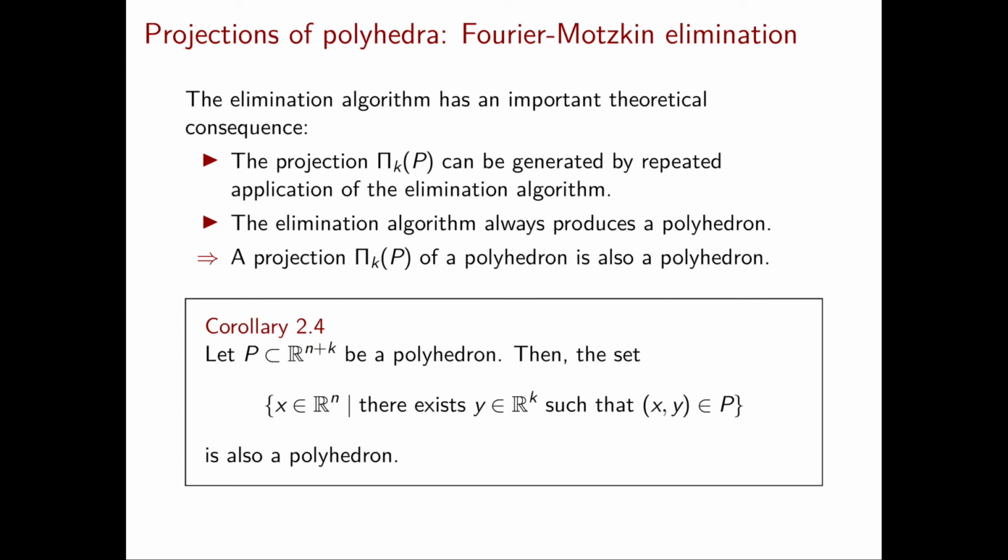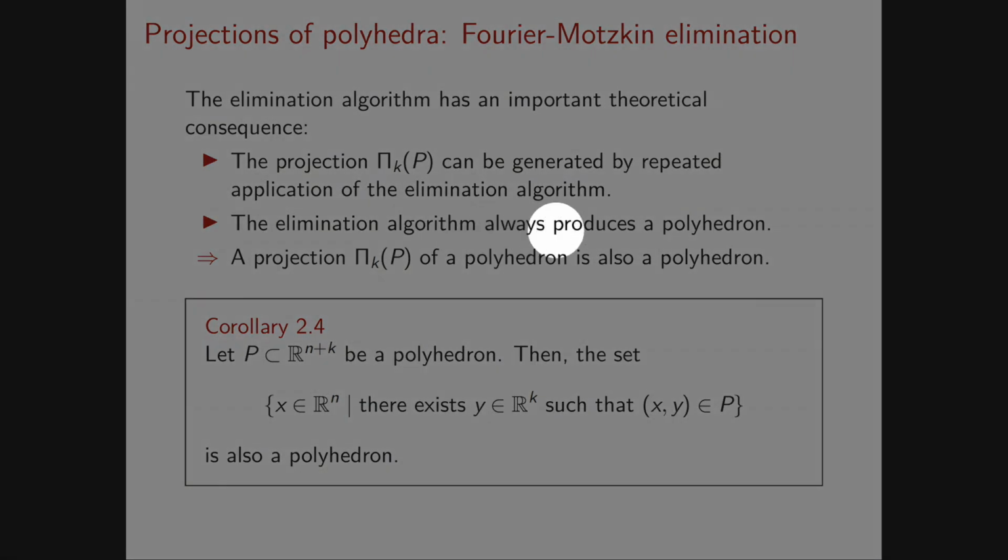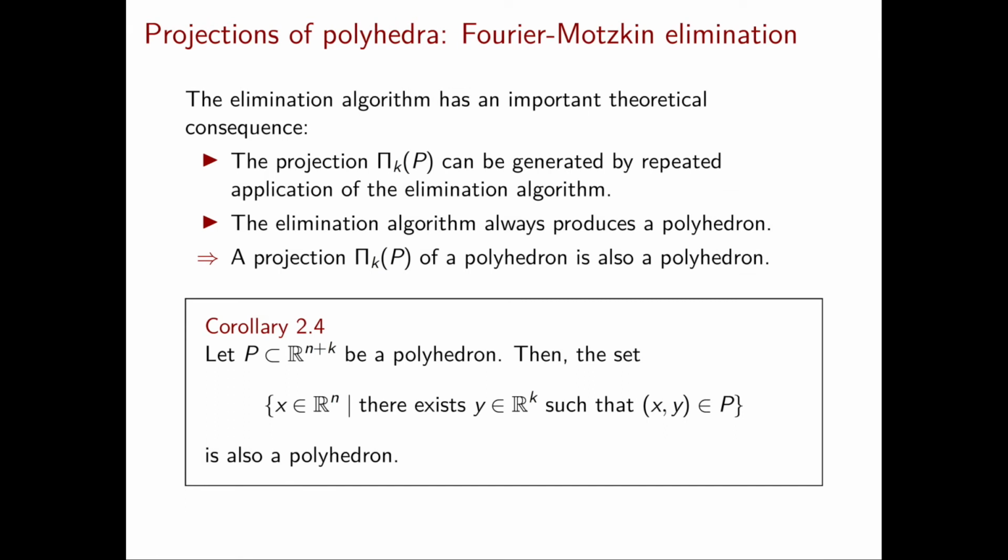And in fact, it's not really the reason that we're studying such an elimination algorithm. The true reason we're studying it is because of its theoretical consequences. So what are these theoretical consequences? Note that the elimination algorithm always produces a polyhedron by construction, because the output is the polyhedron Q, which is defined by finitely many linear inequalities.